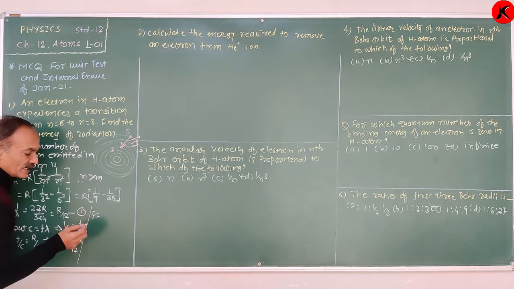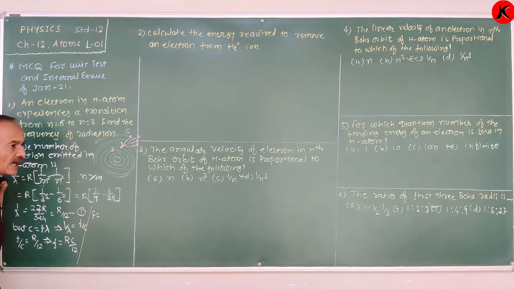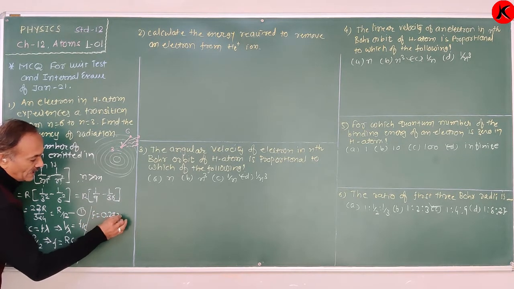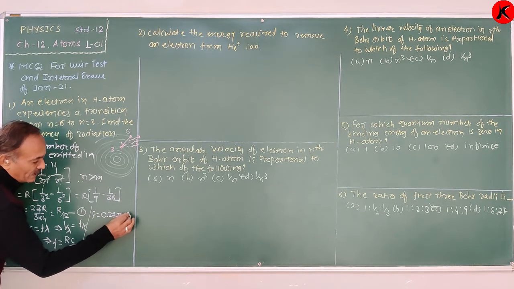c is 3 into 10 raised to 8. Substitute the values of R and c. So we directly obtain the answer as 0.2725 into 10 raised to 15 hertz.